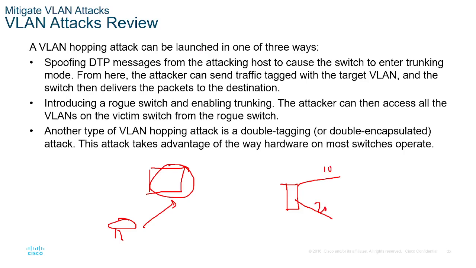So a VLAN hopping attack can be launched in one of three ways. It's either spoofing DTP messages from the attacking host to cause the switch to enter trunking mode. Then from there, the attacker can send traffic tagged with the target VLAN, and the switch then delivers the packets to the destination. Ito yung meron tayong double tagging. Ayan, di ba? Yung another type of VLAN hopping, yung double tagging na na-discuss last meeting. And yung introducing a rogue switch and enabling trunking. The attacker can access all the VLANs on the victim switch from the rogue switch.